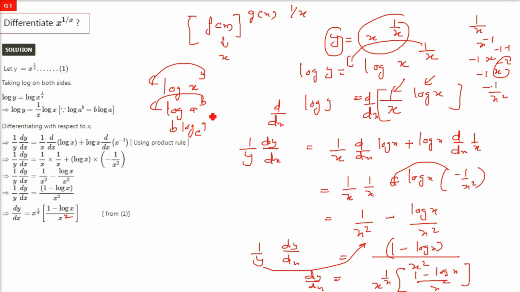These are the steps. I hope you got a fair idea about the steps. The basic is clear now. So this is a very big exercise. There are more than 45 questions.